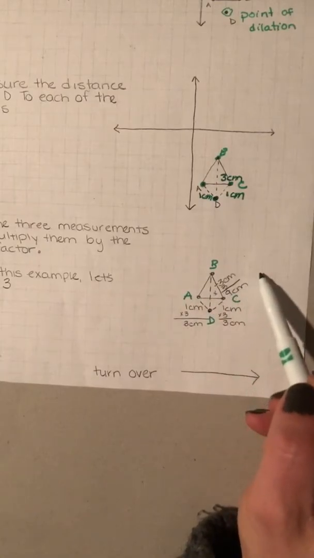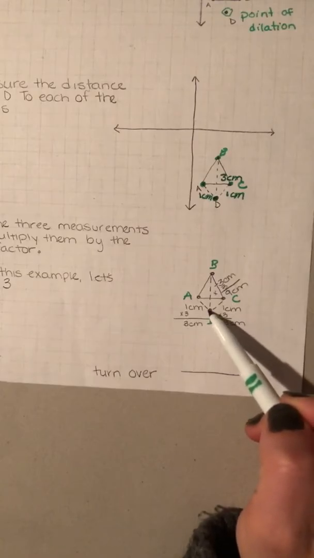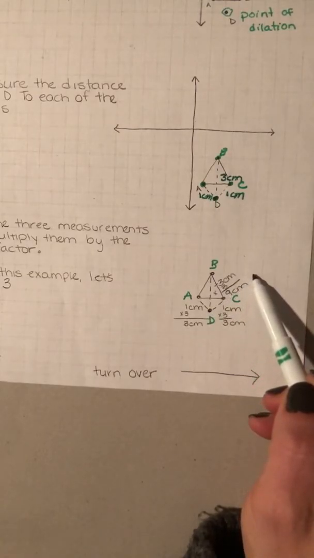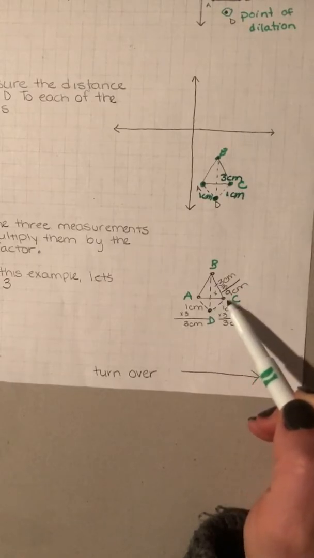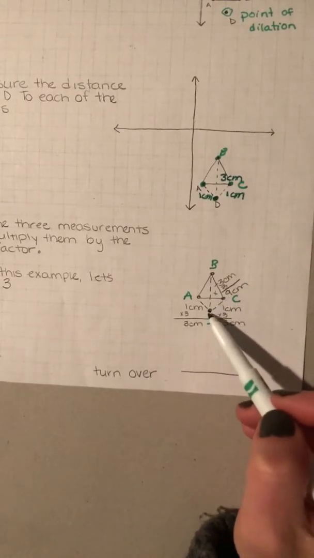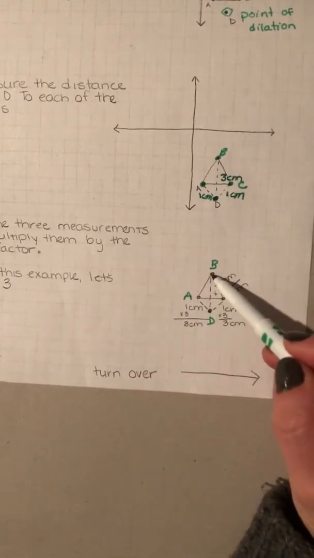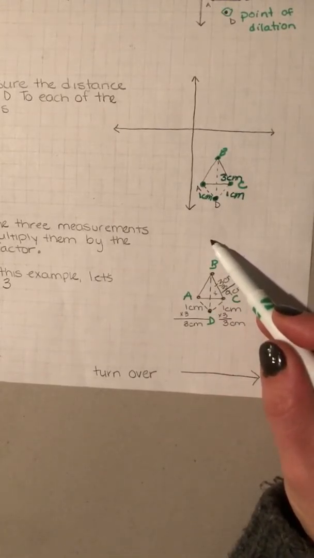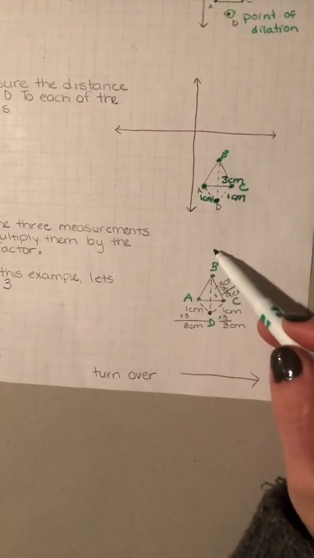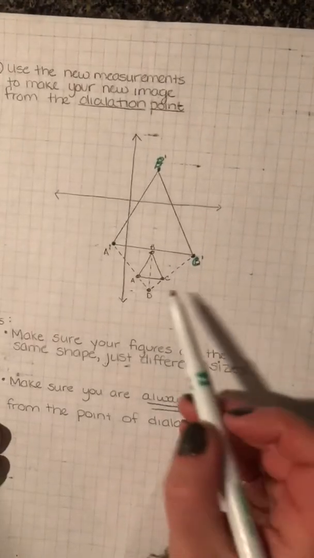Same thing with C, because they're the same distance. So D is going to go straight out through C to get to C prime, which is going to be 3 times the original length from D to C. And then B, which is 2 centimeters, is going to go straight through B to get to B prime, which is going to end up being 6 centimeters away from D. Let me show you what I mean.